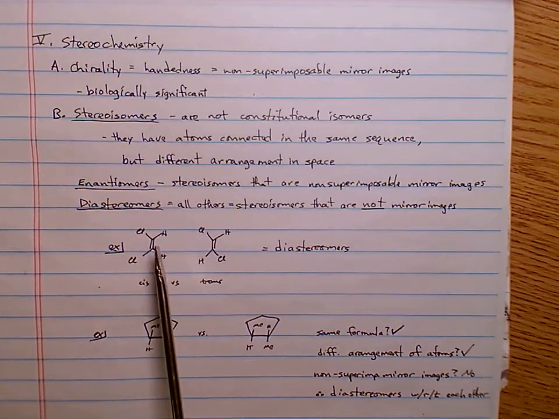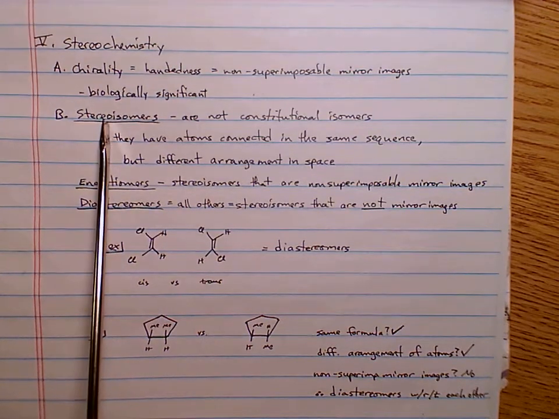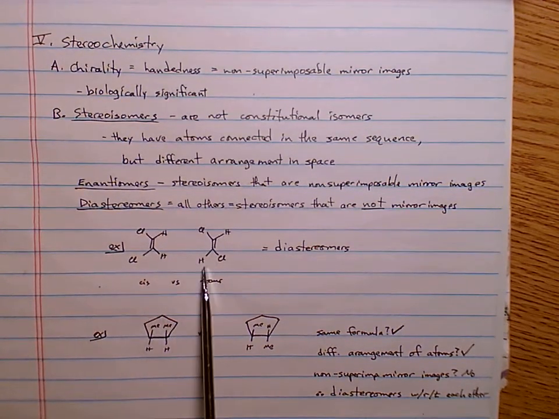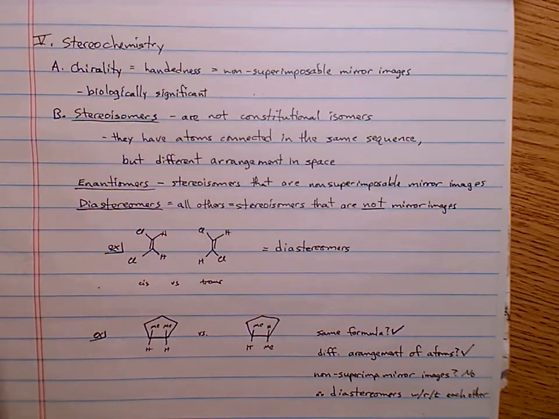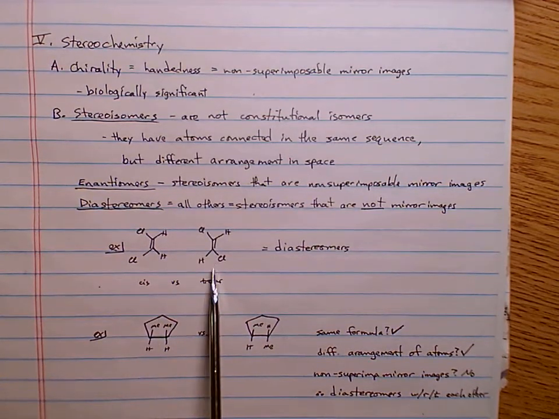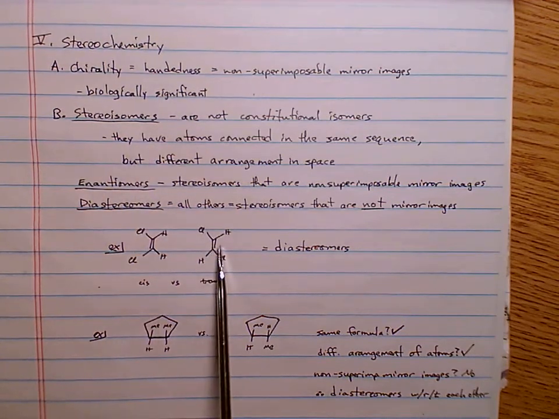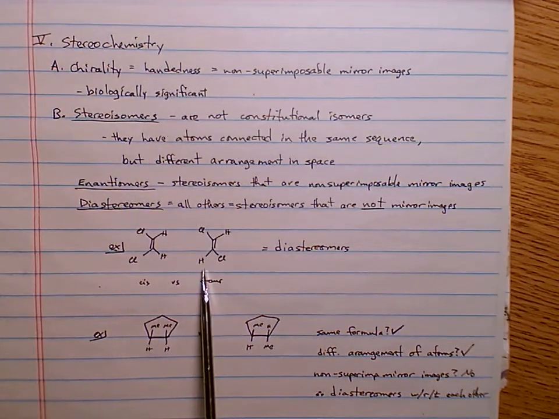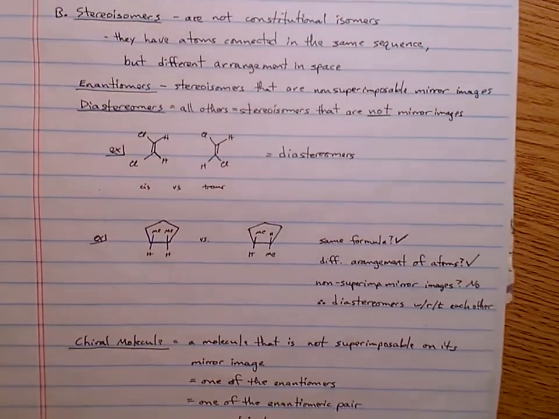Same connectivity, different orientation in space means these are stereoisomers. But because they are not mirror images of each other, they cannot be enantiomers. So if they are stereoisomers, but they're not enantiomers because they're not mirror images, they must be diastereomers. These are diastereomers of each other.